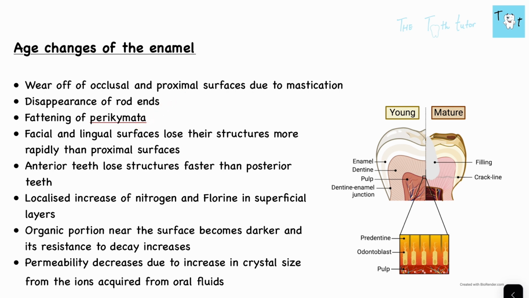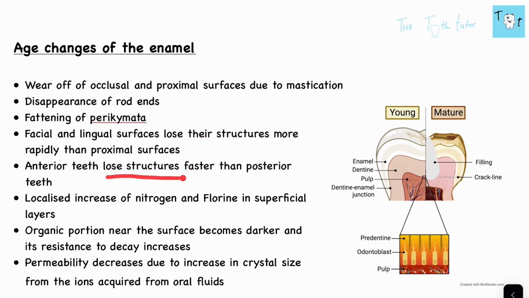Flattening of perikymata. So perikymata were these layers. They were the striae of Retzius that were visible on the surface of enamel. So they will also be worn off. Facial and lingual structures lose their structures more rapidly than the proximal surfaces. So the proximal surfaces are not affected a lot by mastication. So that's why they won't lose the structures a lot.